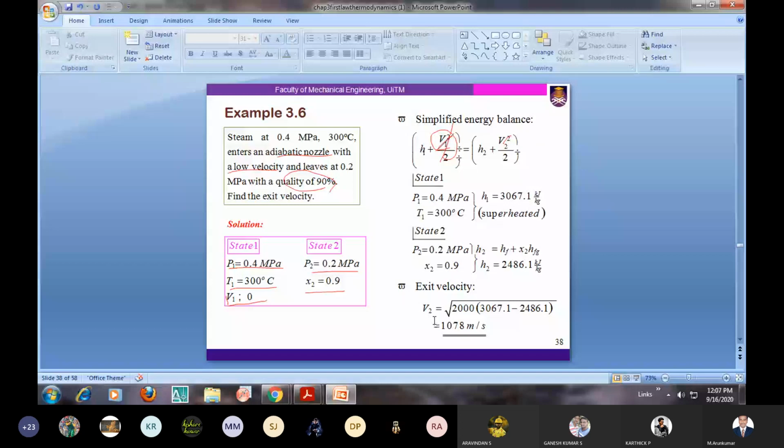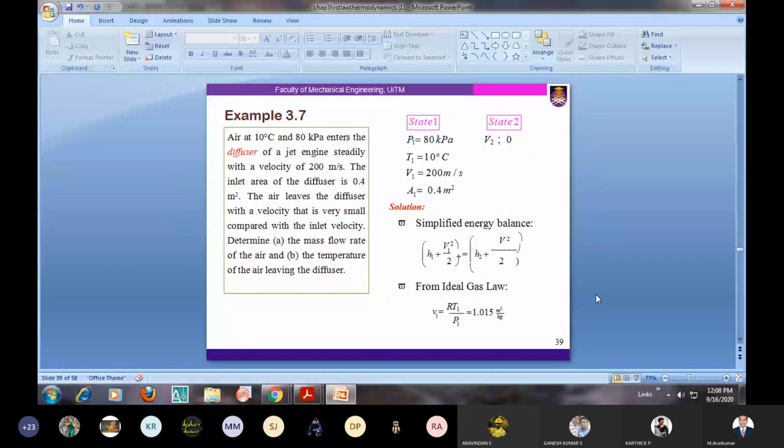So you can cross check values. Definitely you will get this value. So the thing is, we have to find the exit velocity, and we already found it. Right. So this is the application of a nozzle of the steady flow energy equation.